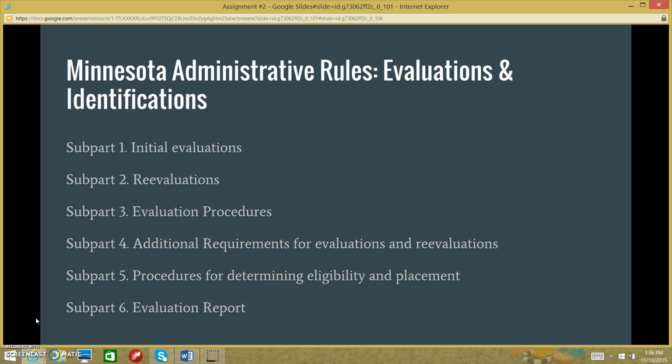Part 6. The evaluation report. An evaluation report must be completed and delivered to the student's parents within the specified evaluation timeline. At a minimum, the report must include A. A summary of all evaluation results. B. Documentation of whether the student has a particular category of disability. C. The student's present level of performance and educational needs. D. Whether the child needs special education or related services. And E. Whether any additions or modifications to the special education and related services are needed to enable the student to meet the measurable annual goals set out in the IEP.